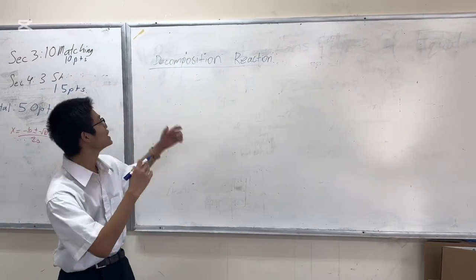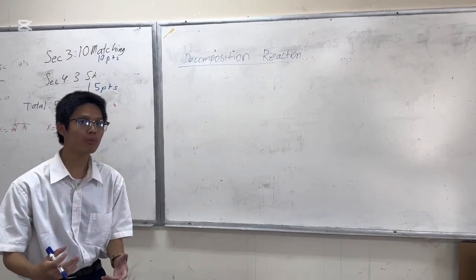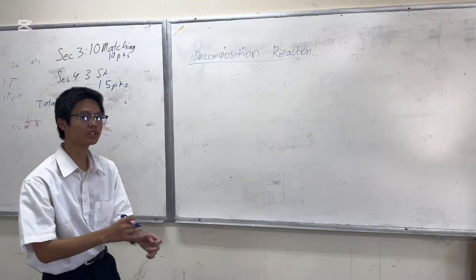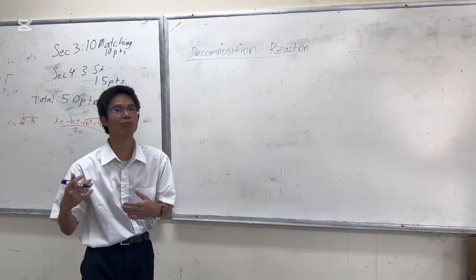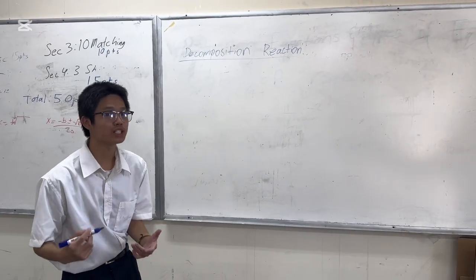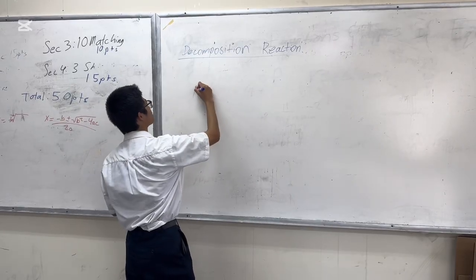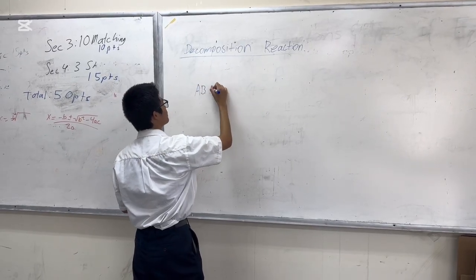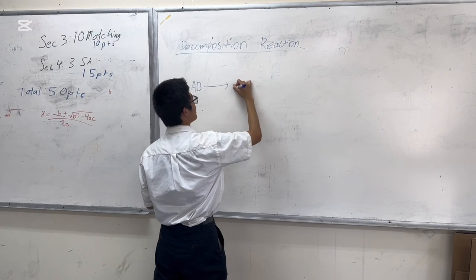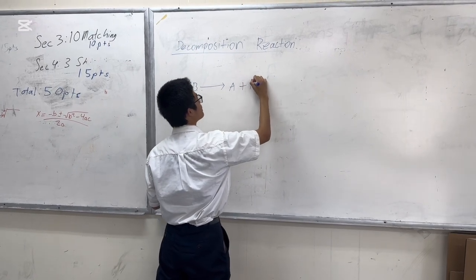Next, we have our decomposition reaction. A decomposition reaction is when a single compound breaks down into 2 or more substances. So we can give it a general form of product AB breaks down into product A and product B.